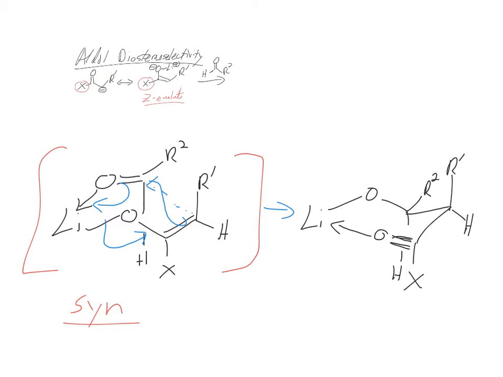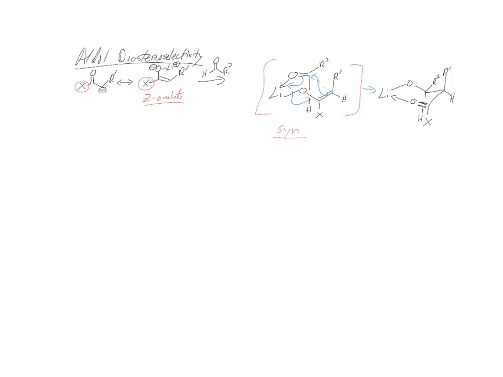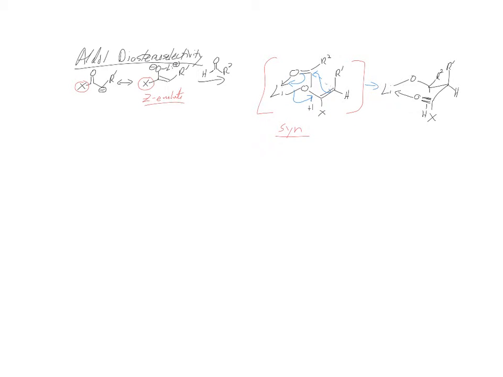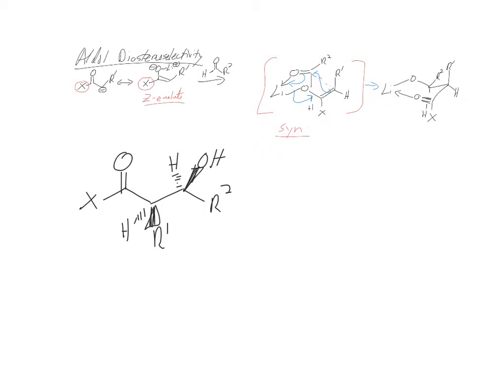what does it look like? So the final product will look like this: there's our X, OH, R1. So the R1 and the OH are on the same side. That's kind of the syn part. You can see it. I like to look at it the other way too, where the R2 and R1 are on the same side. But that makes one set of diastereomers.